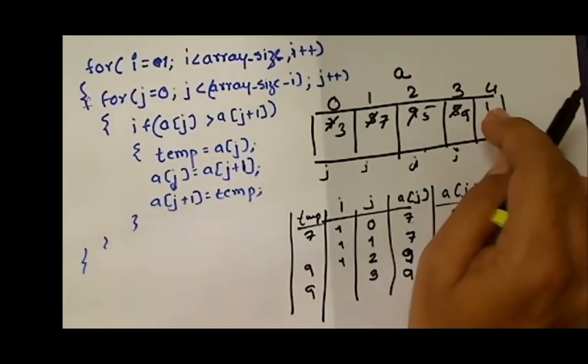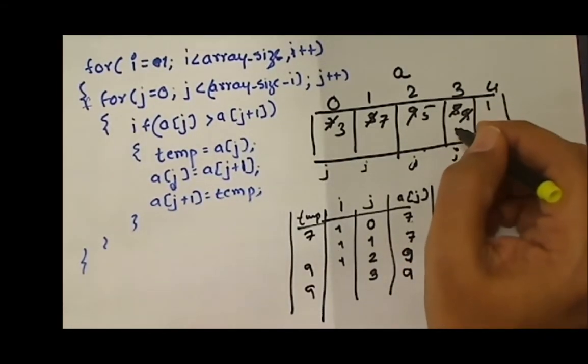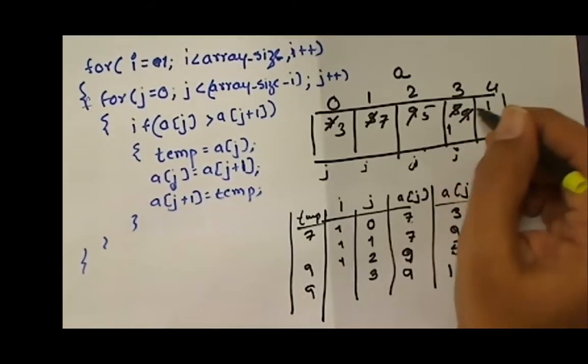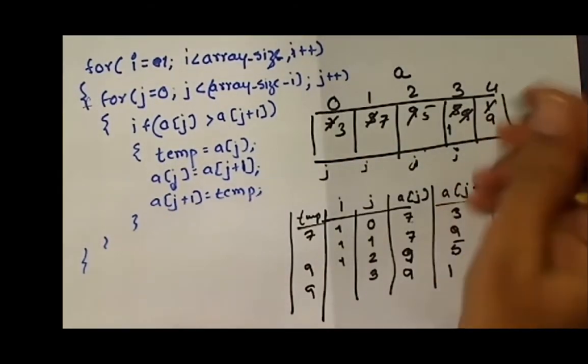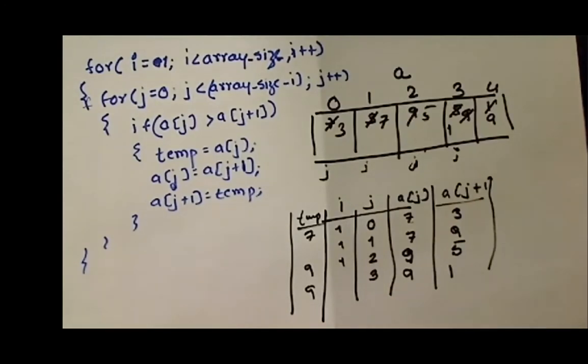And then a of j plus 1 we store into temp. A of j, so we stored over here. And a of j plus 1 we store temp. So what gets stored is 9. So that's how we have interchanged the values. And then we say j plus plus.